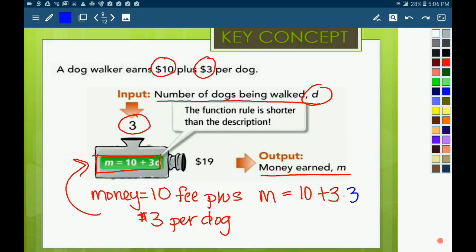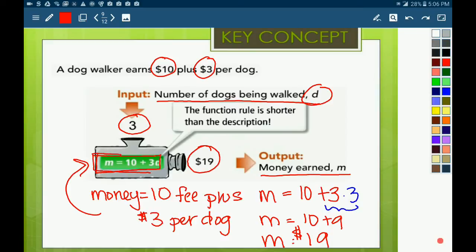Now we start to simplify. Okay, first, whenever we simplify, you should do multiplication first. So that gives me M is equal to 10 plus 9, which means that day she's going to be making $19, which is exactly what came out in the output. Okay, so for every input, you plug into the function rule that we learned how to create in the past, in example 1. You plug into the rule, and that will give you your output.